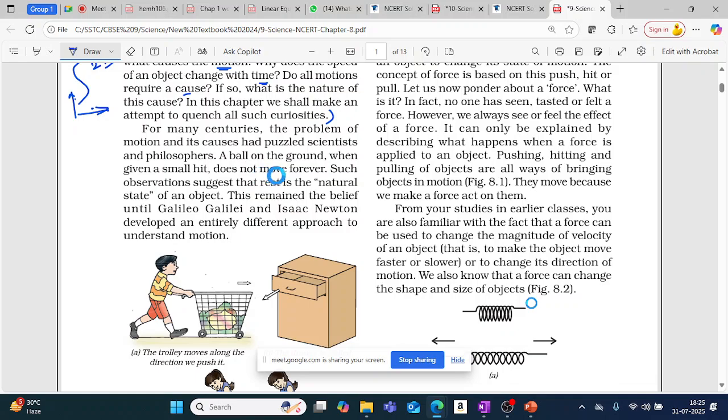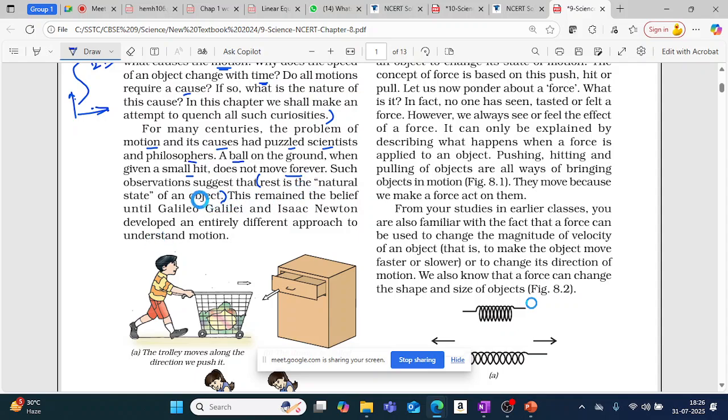For many centuries, the problem of motion and its causes puzzled scientists and philosophers. They didn't know why it should move, why it should stop. A ball on the ground, when given a small hit, does not move forever. In a carom board also, if you toss a coin, it goes some distance and then stops. It is not moving forever. Such observation suggests that at that time, 200, 300 years ago, they thought that rest is the natural state of an object.